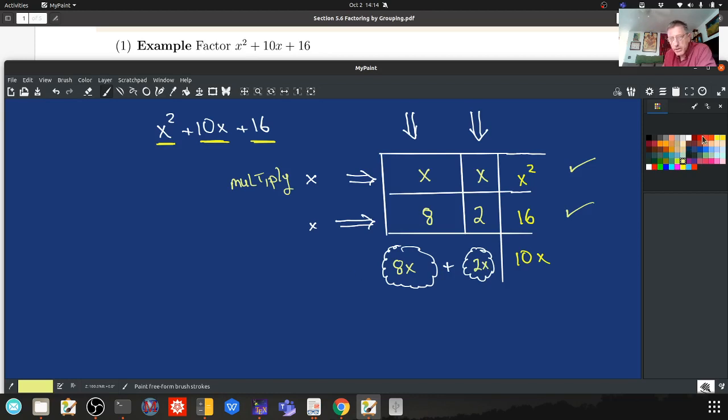And now, here's the important part. I got this little bubble and this little bubble by multiplying down, but now I'm going to add. This is the addition step. 8x plus 2x is 10x. So I have everything I need to factor. So how do I get the factorization of this polynomial from this table? Well, we draw kitty corner groupings.